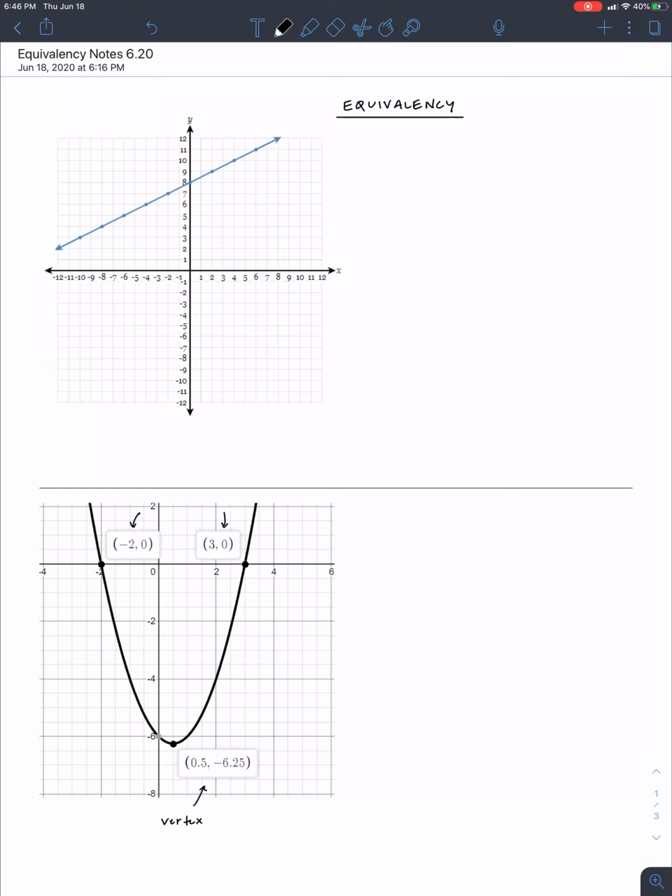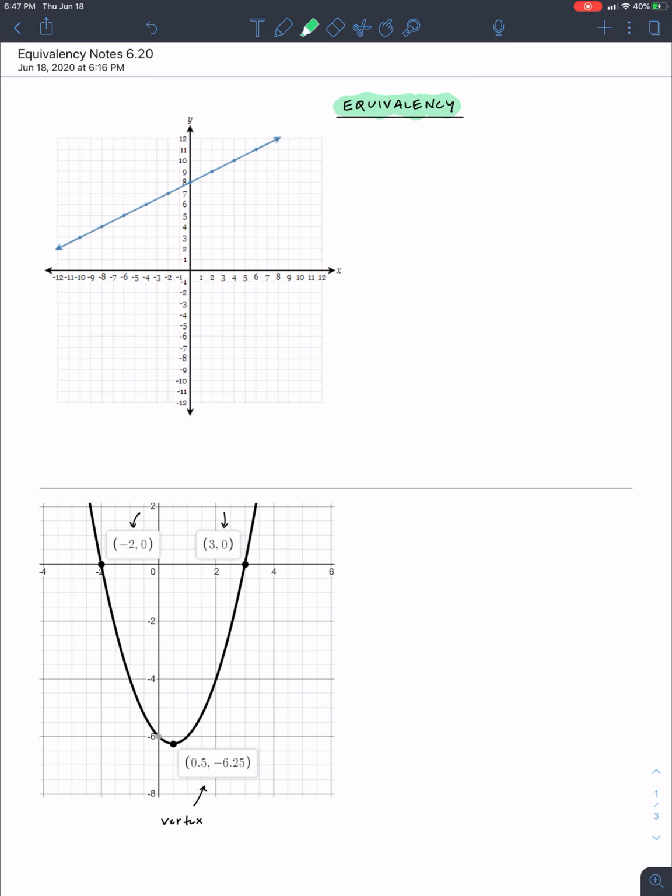Hey guys, so this week is our last week, at least until we meet back up in the fall. But we're going to talk a little bit about equivalency and how that relates to some specific questions on the PSAT that deal with equivalency.